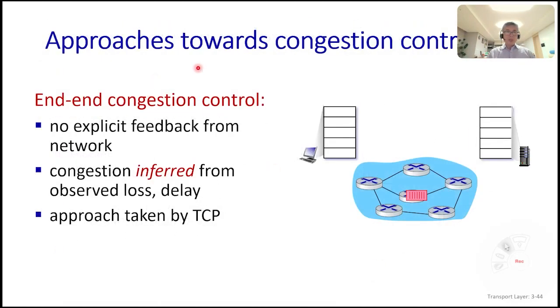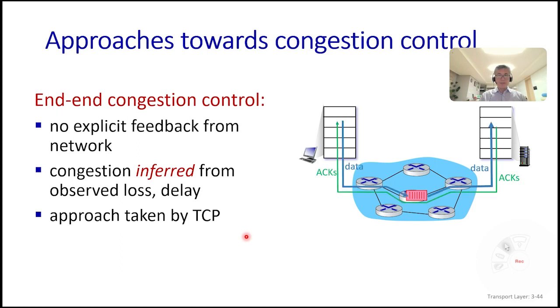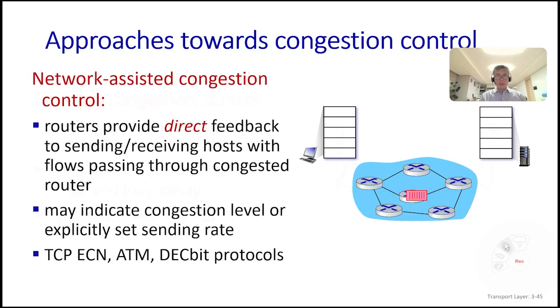And the approaches toward congestion control. First, end-to-end congestion control. In TCP's case, there is no explicit feedback from the network. Congestion is inferred from observed loss or delay because of timeouts. This is the approach taken by the original TCP version. So the data is transmitted and acknowledged here, okay?